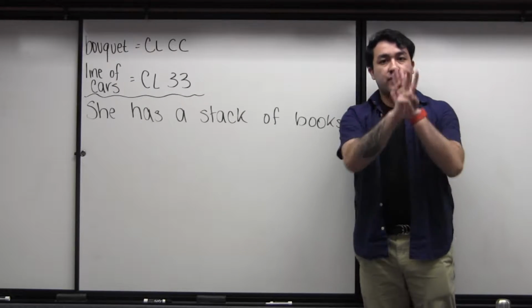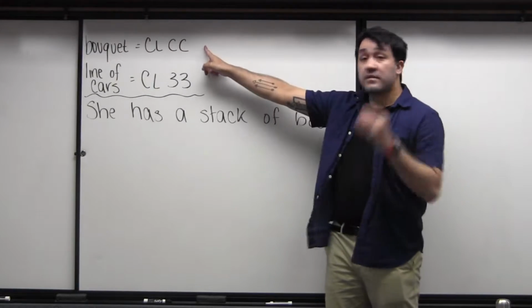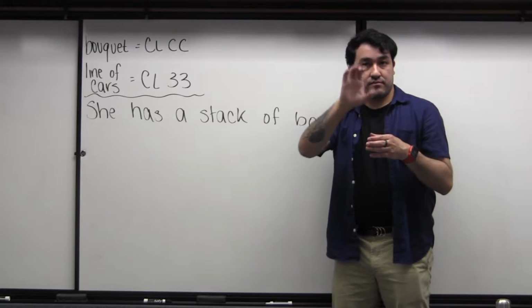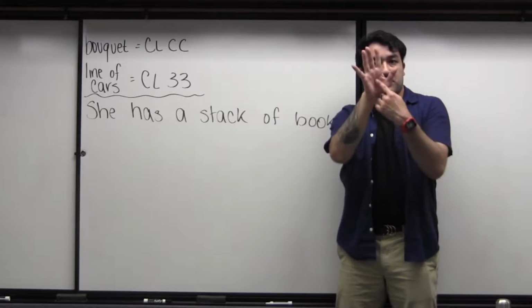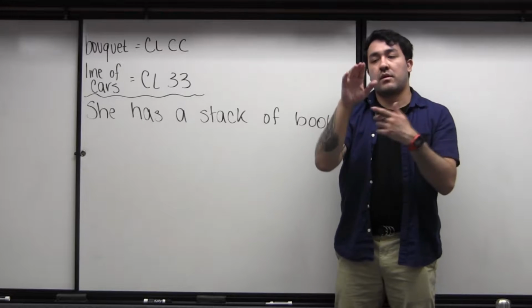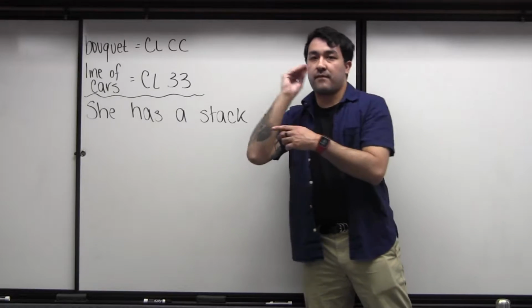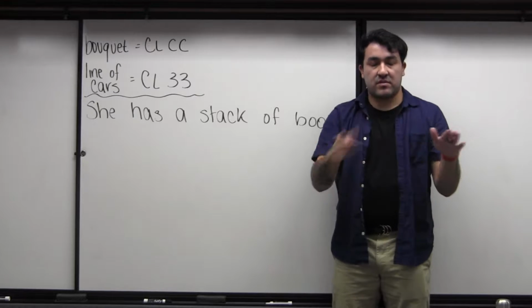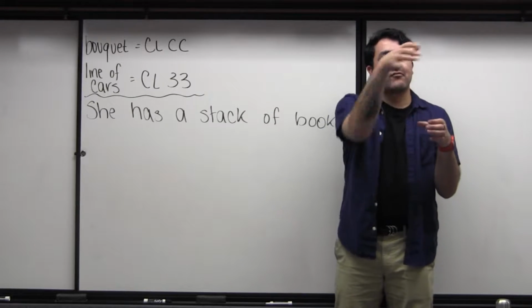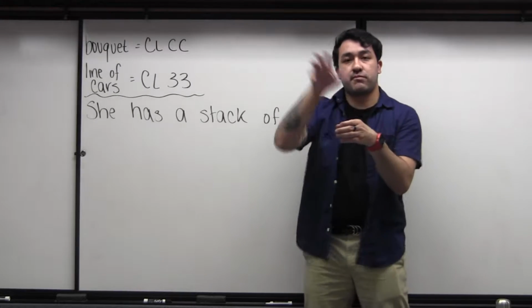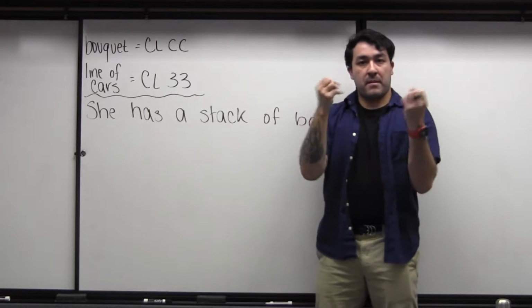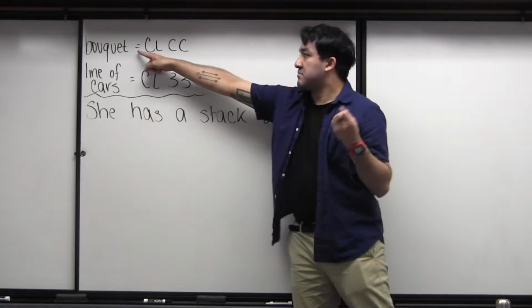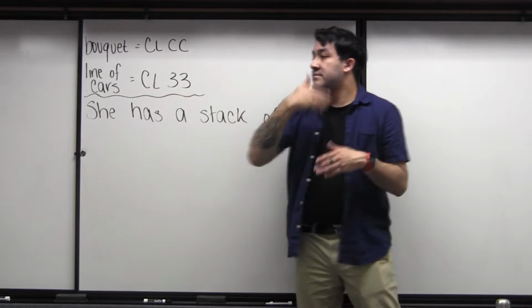Hello. So in the last two videos, we were discussing different classifiers for pluralization. We did classifier CC to show a bouquet of flowers or a bunch of flowers, right? Many flowers. We don't want to say many flowers, we want to show you that. So that was one bouquet, several bouquets, all of that. So classifier CC for many different flowers.